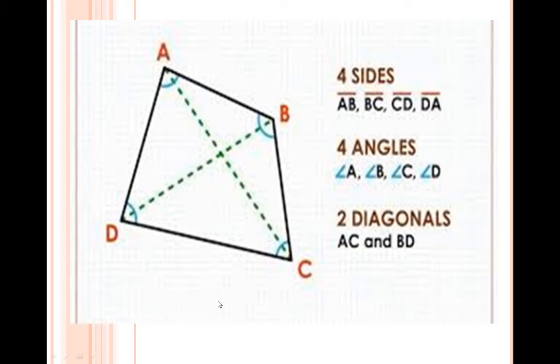But there is one more question that you have to answer in your notebook: which vertices are included in quadrilateral ABCD? Very simple. That is point A, point B, point C and point D. Very good, students.